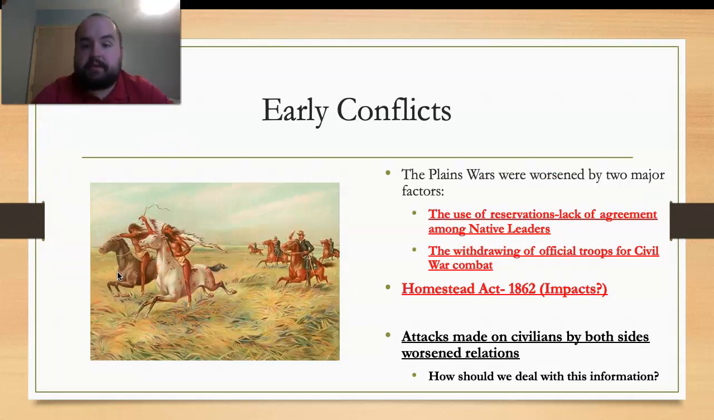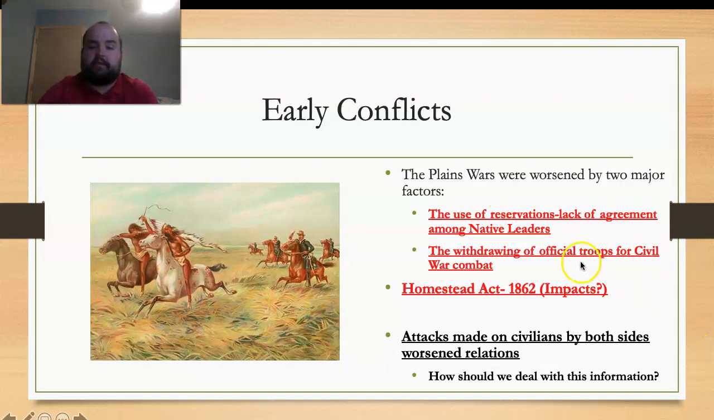Some of the first conflicts were caused by a few major issues. First off, the use of reservations and a lack of agreement among native leaders. Reservations, as you probably know, were the pieces of land Native Americans would be given in return for giving up the lion's share of their land. The problem, as we're going to get into in just a second, is that many Native American leaders didn't really agree on whether they should go to these reservations or not. So many started to rebel against these reservations instead of going peacefully, which of course is understandable, and we'll go over a few examples over the next couple of days.